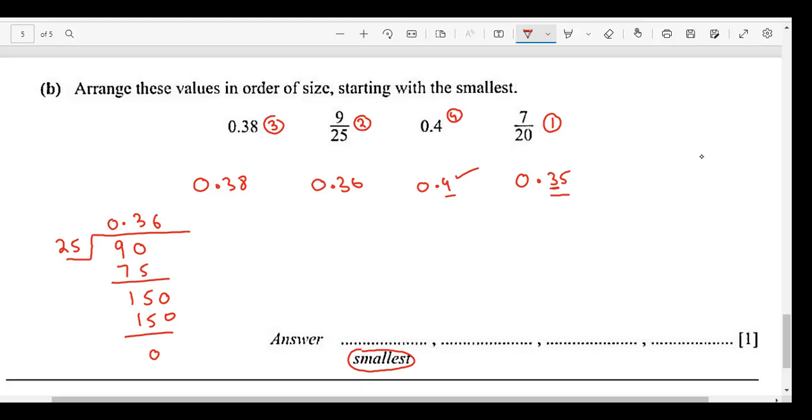So if I write it down in the sequence, it would be 7 by 20, then it would be 9 by 25, then it would be 0.38, and then it's going to be 0.4. So this is going to be the correct answer. Yes, you were right, Umaisa. That's correct. Very good. Well done.